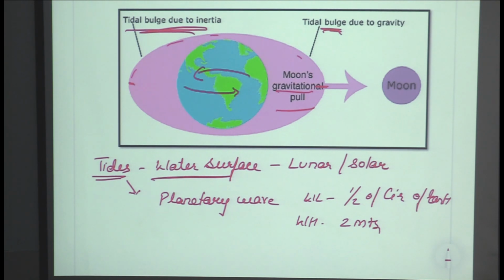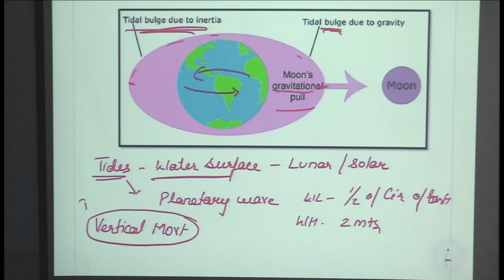I am repeating, what is tide? Tide is vertical movement of ocean water. How do I define tide? So point 1, vertical movement. What vertical movement of water that is developed due to lunar and solar attraction.